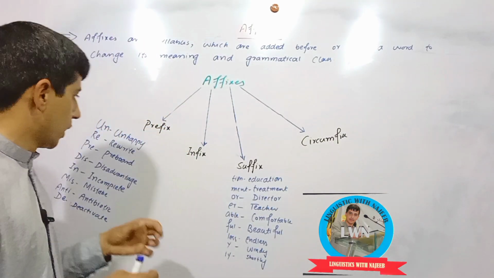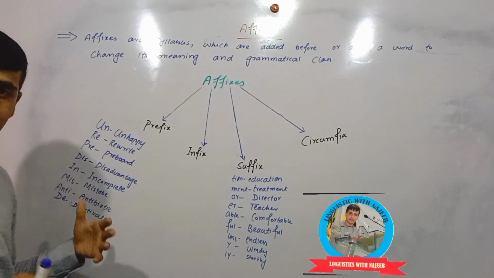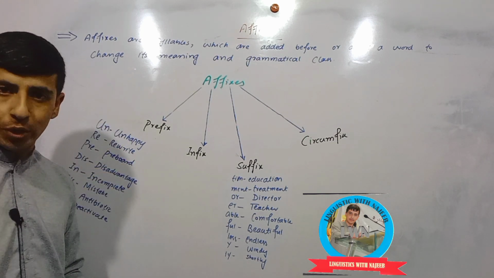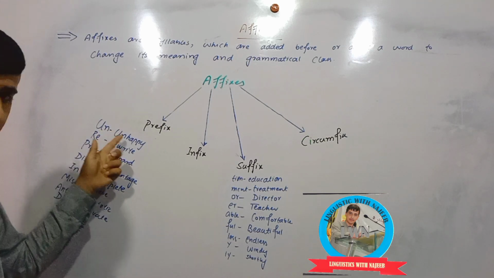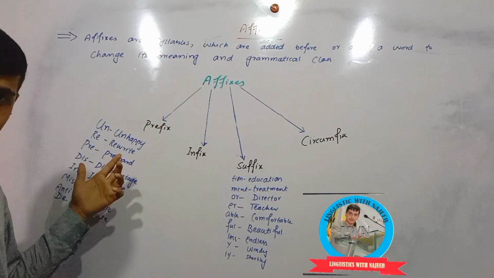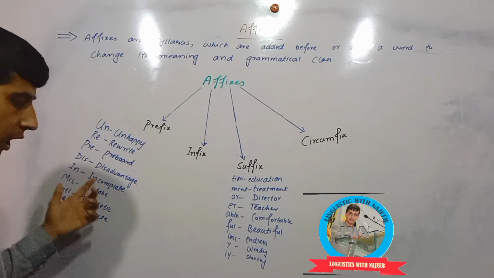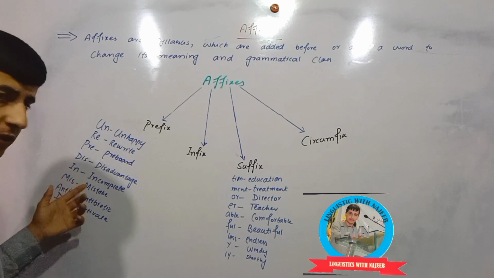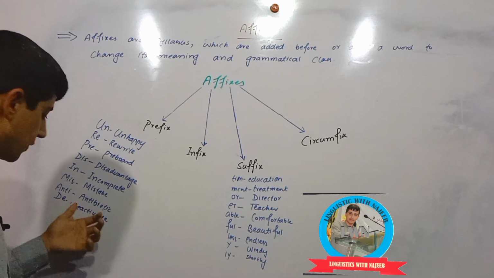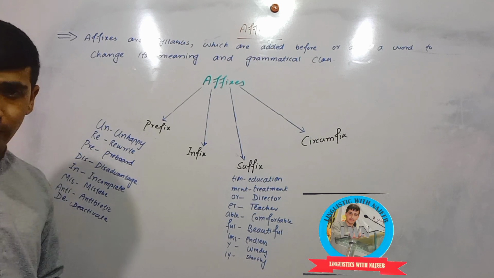For example, un, re, pre, dis, in, mis, anti, de, etc. All of them are prefixes that we add before words. For instance, un before happy, unhappy; re before write, rewrite; pre like preboard; dis into disadvantage; in into incomplete; mis into mistake; anti into antibiotic; and de into, for example, deactivate, or we can say dethrone, etc.